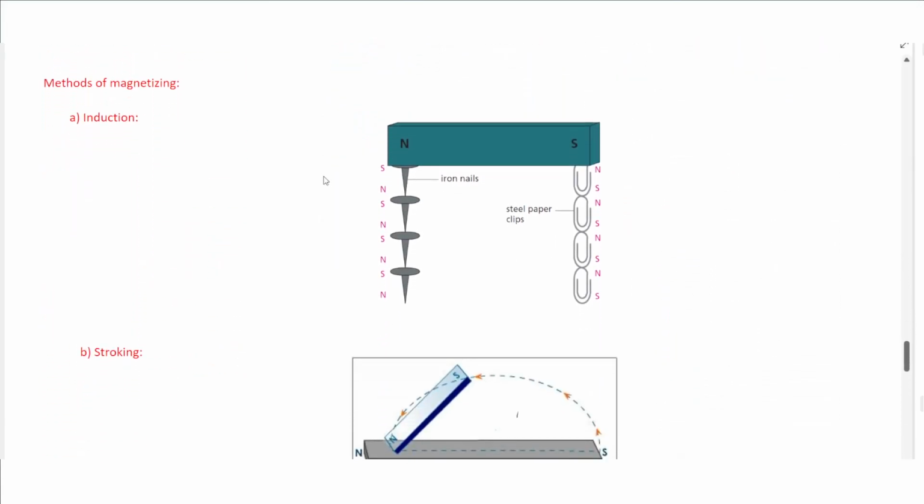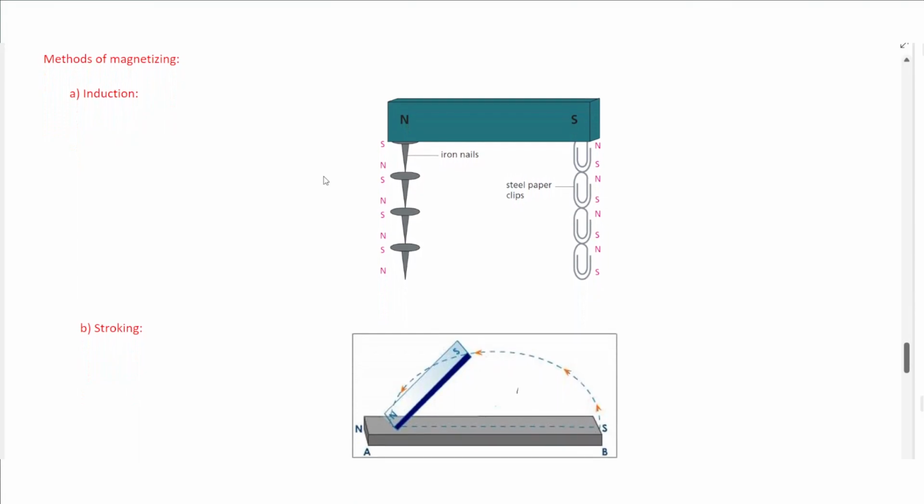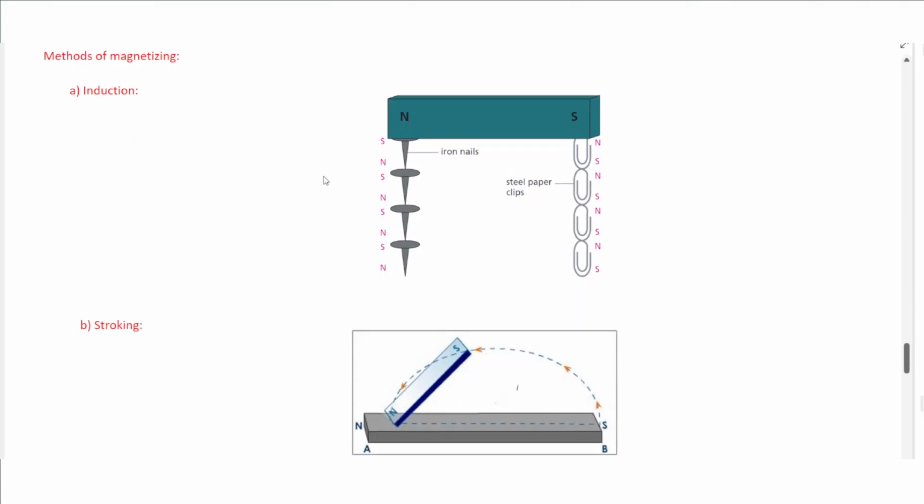Now, how do you magnetize a steel bar or make a permanent magnet? You can use one of three methods. Induction, which means just placing it next to a magnet. A north pole will create a south pole right next to it, leaving the other side north, or a south pole will create a north pole right next to it, leaving the other side south. This is called magnetizing by induction.